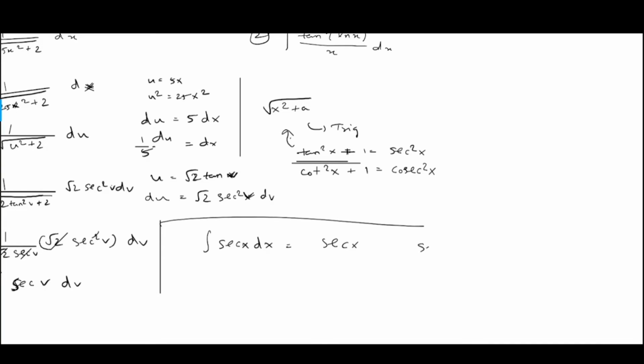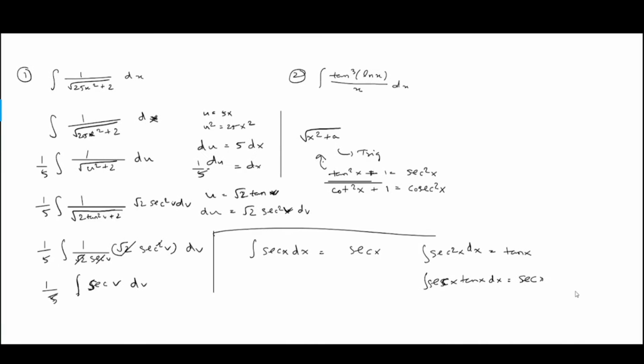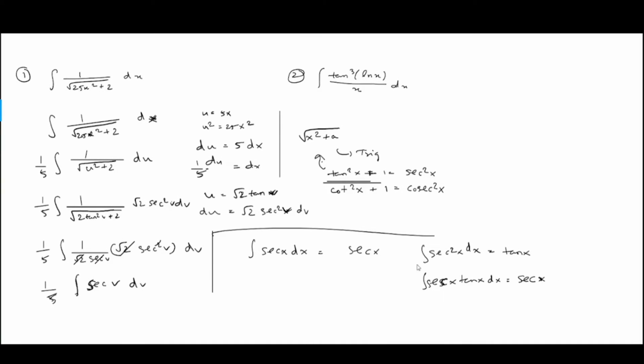From that we have the integration of secant square x dx is equal to tan x. The integration of secant x tan x dx is equal to secant x. And this way, could I use these two to get something else? Could I use these two to change it this way?